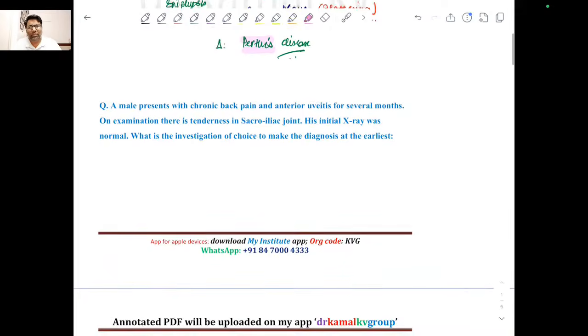Now this is a very favorite topic for exam setters, they can use it every time and give you some question or other. Here a male patient presents with chronic back pain, okay, and anterior uveitis for several months, and there is tenderness in the sacroiliac joint. X-rays are normal. Now what will you do here?